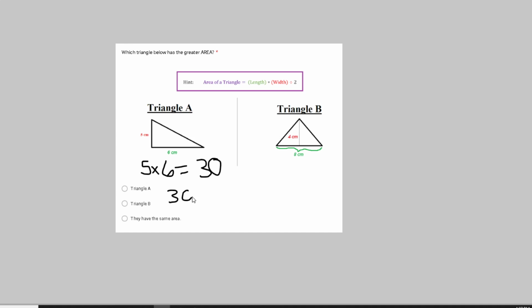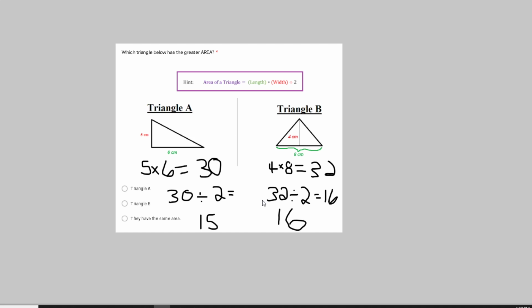30 divided by 2, 15. So this is for A. For B, we'd have 4 times 8, 32. 32 divided by 2, we know is 16. So the area is 1 square centimeter bigger. So this means triangle B has the greater area.